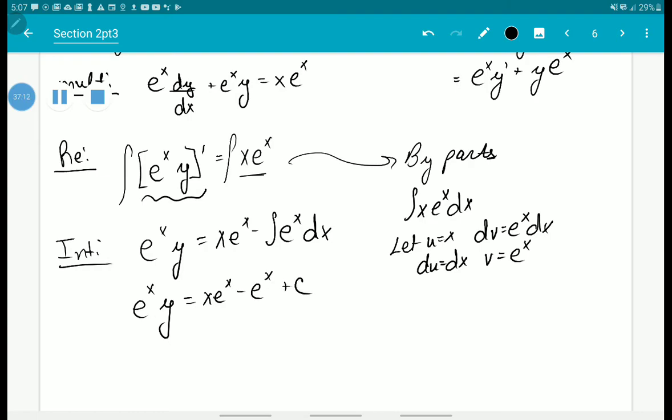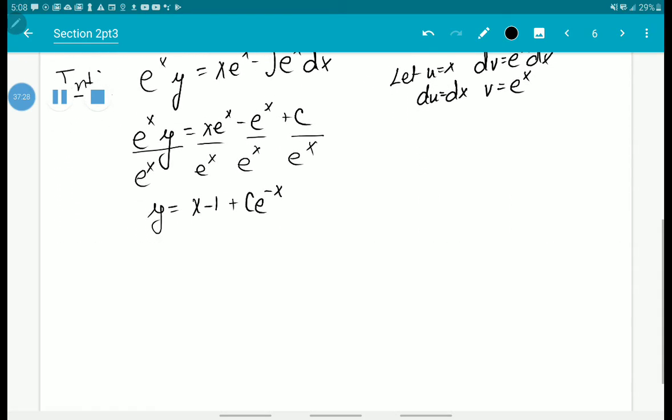And then if we divide everything by e to the x, we're going to get y equals x minus 1 plus c e to the negative x. So there's the general solution.